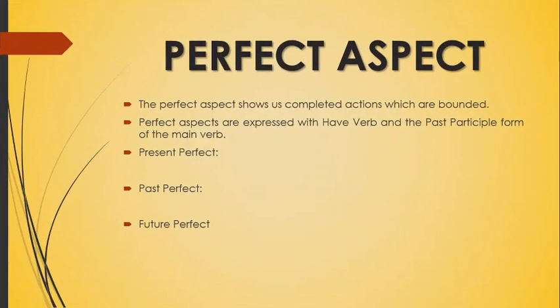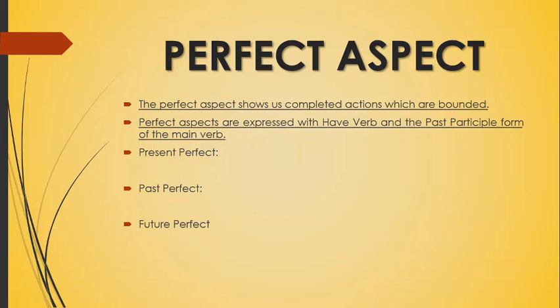Now we will talk about the perfect aspect. If you remember, the perfect aspect indicates actions which are already completed. Now the completed actions are also bounded in time. The perfect aspect shows us completed actions which are also bounded in time. Perfect aspects are expressed with the verb have and the past participle form of the main verb. So remember, we are talking about the present form and the past form and another extra form, the past participle form. The past participle form is the third form of the verb.